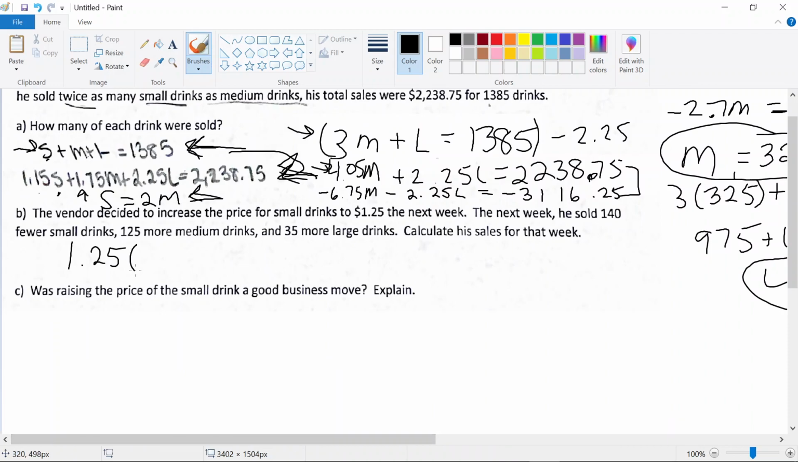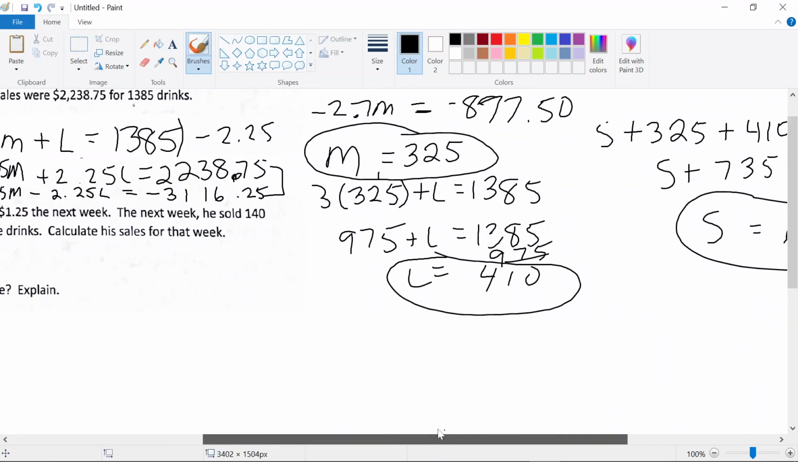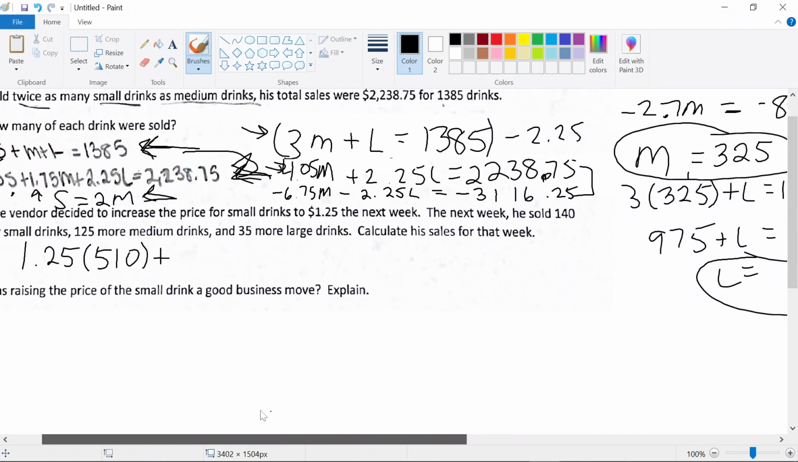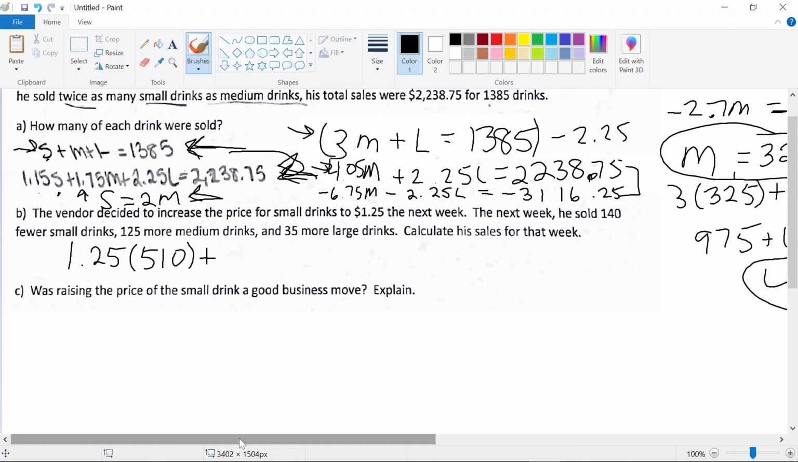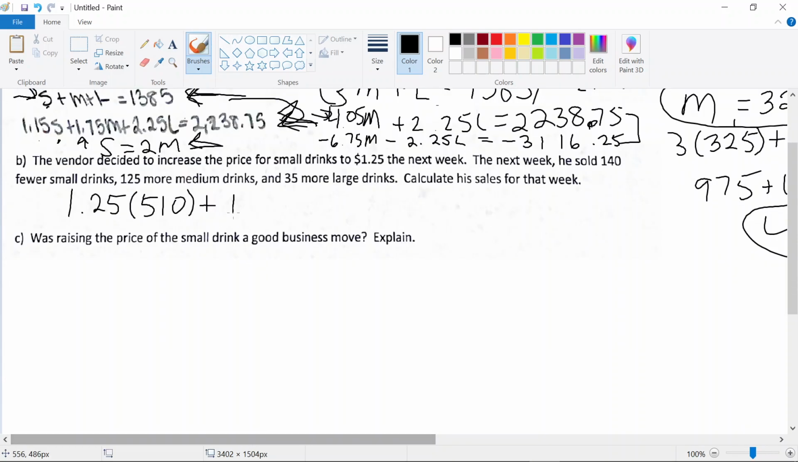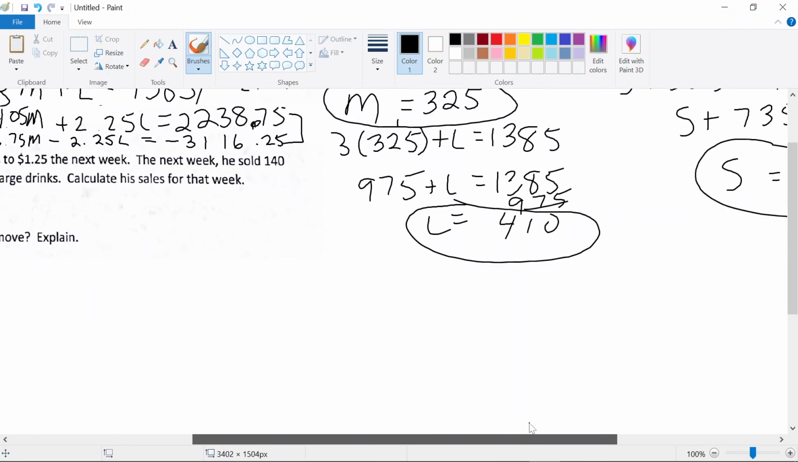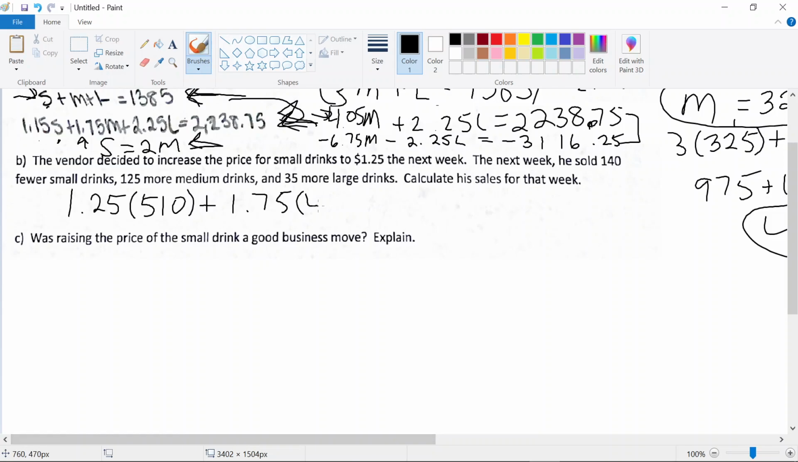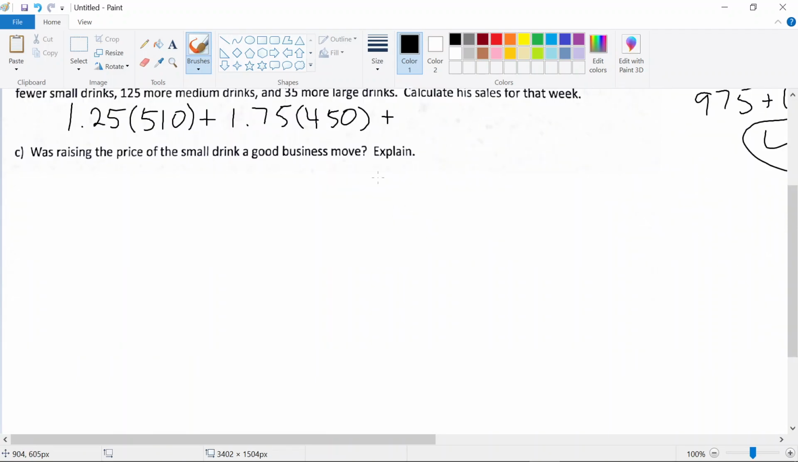So 1.25 times 510 plus 125 more medium drinks. So 325 plus 125 is 450. So plus 450 medium drinks at, what was a medium drink price? The medium drink price was 1.75, plus 1.75 times, what was that number again? It was 125 more than 325, which is 450. Plus, how much were the large drinks? 2.25.